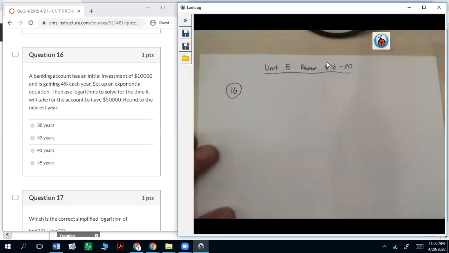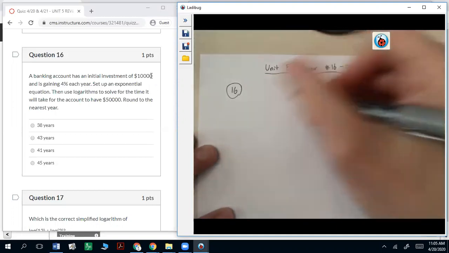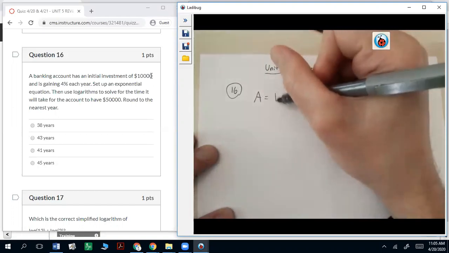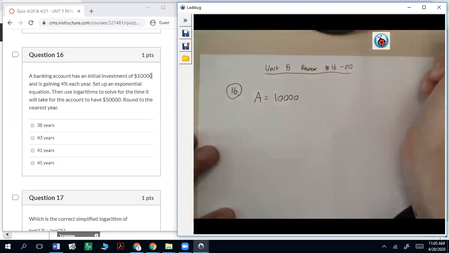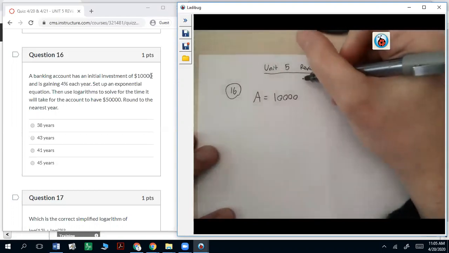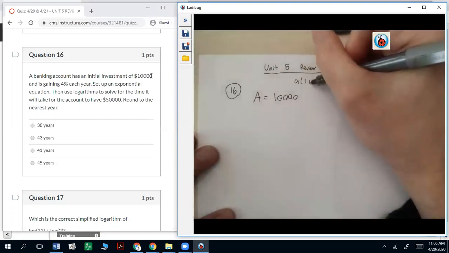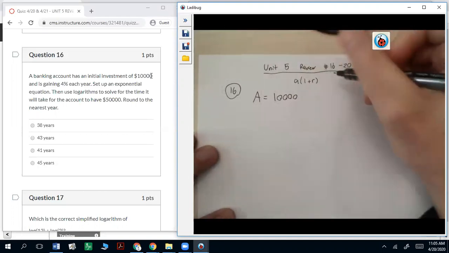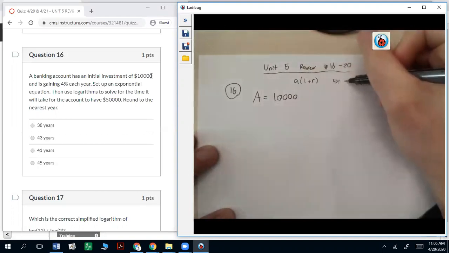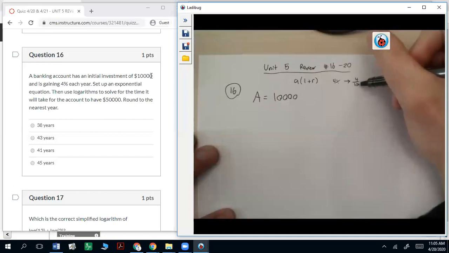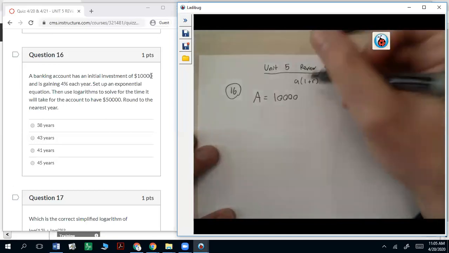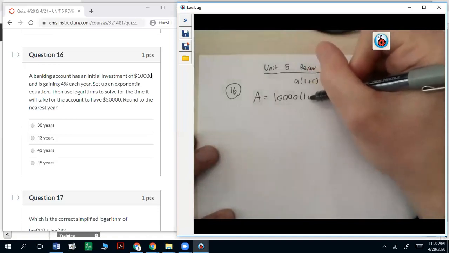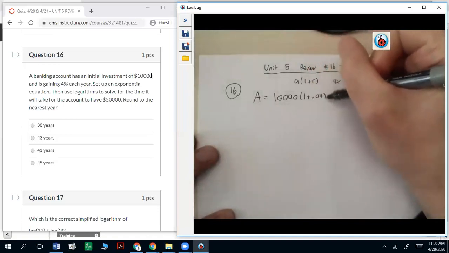Number 16, a banking account has an initial investment of $10,000. Well, that's going to be your starting value here. It's gaining 4%, so that's going to be in the parentheses 1 plus R, since that's growth. And 4% is 4 divided by 100 as a decimal, which is 0.04. So it's going to be 10,000, 1 plus 0.04.